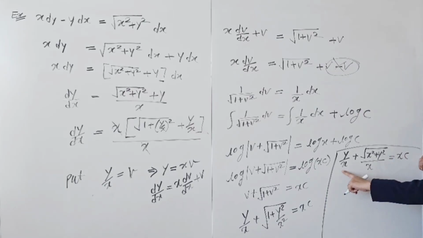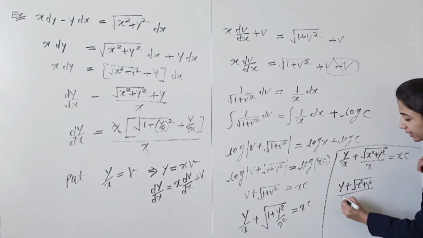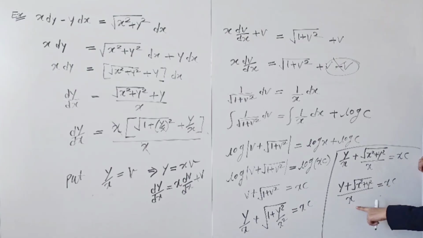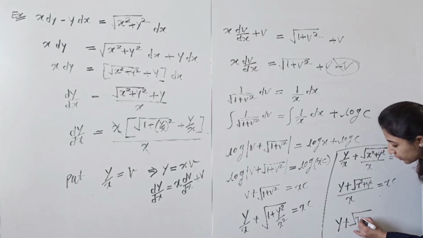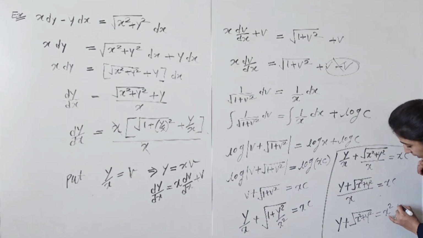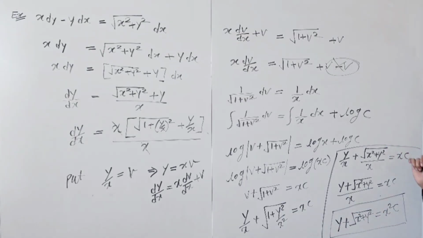Now here it is x. So both denominators are the same. So combining the denominator, we will get y plus root of x square plus y square, whole divided by x, equal to x into c. And this denominator x, shifting to the right side, will be multiplied. So the whole simplified answer is y plus root of x square plus y square equal to x square into c. Hence we will get the final solution of our differential equation.